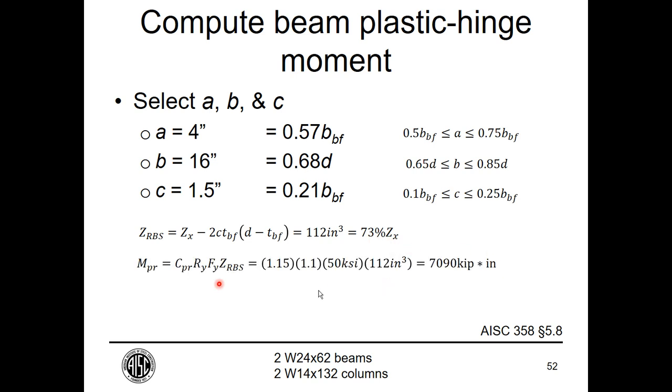And so applying that reduction factor, we get a flexural strength of the plastic hinge, 70-90. This includes a CPR factor, which is calculated thus per AISC 358, and it puts us halfway between yield and ultimate for the A992 material.